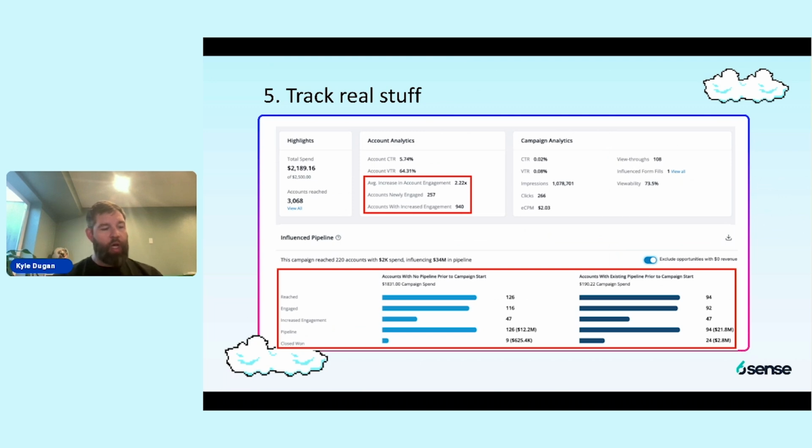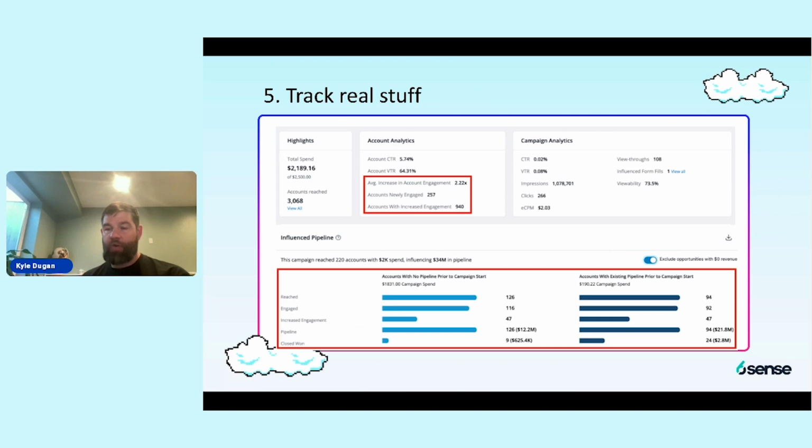And two, I really don't want to put a lot of that in there because there's so much custom stuff you do in Salesforce and build dashboards for. People might not have it. But within 6sense, this is something that we can look at through campaigns, right? And so one of the things that we look at is average increase in account engagement, accounts newly engaged, and accounts with increased engagement. And these are key also depending on your ad strategy.